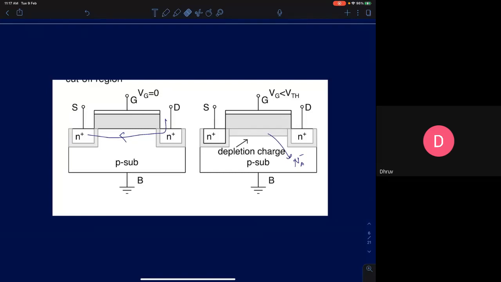First, I'll start with the simplest voltage application. I'll connect the bulk terminal to ground. Bulk is at ground. I'll also connect drain and source to ground. Both the drain and source are at ground. Remember, these two PN junctions are now off, so there is no conduction here and no conduction here. That's why there is a PN junction.